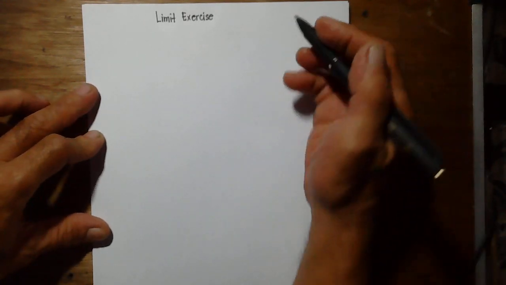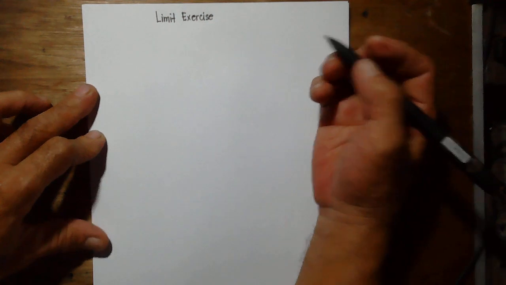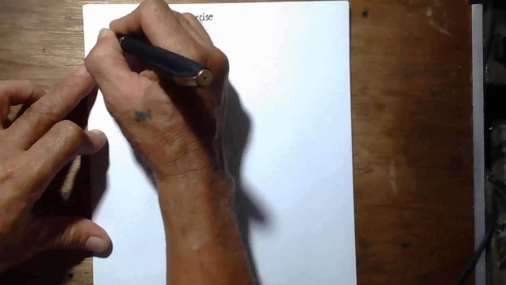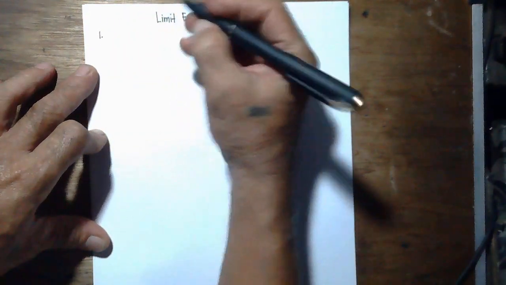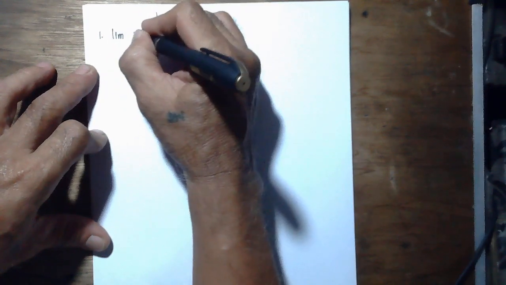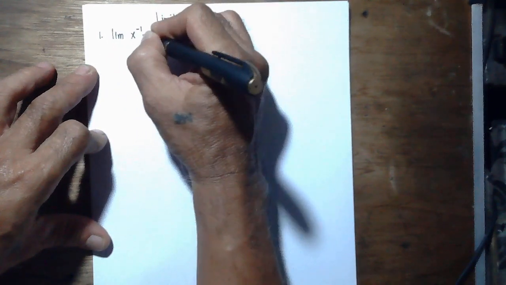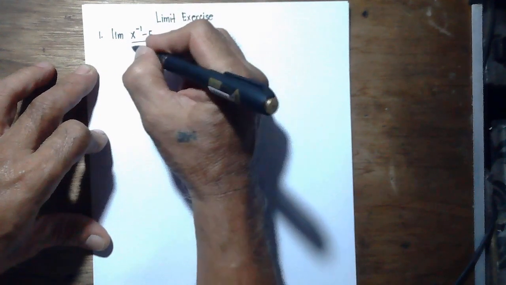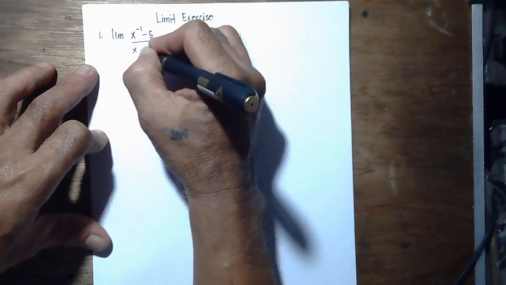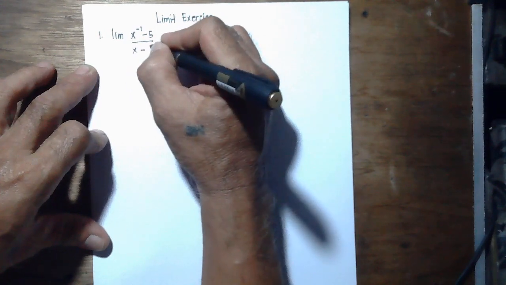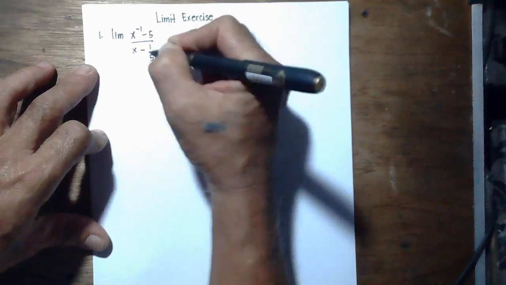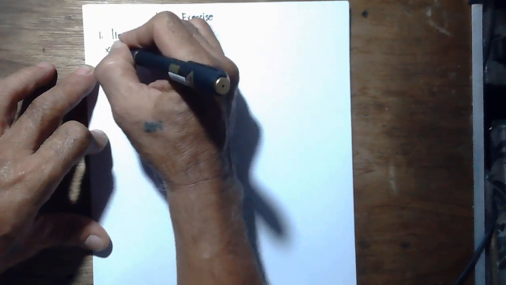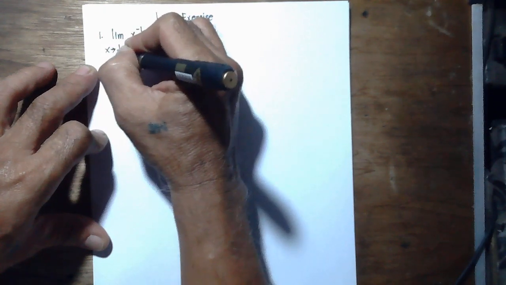Now we have more examples of limit exercises. Example number 1: the limit of (x raised to negative 1 minus 5) over (x minus 1 over 5) as x approaches 1 over 5.